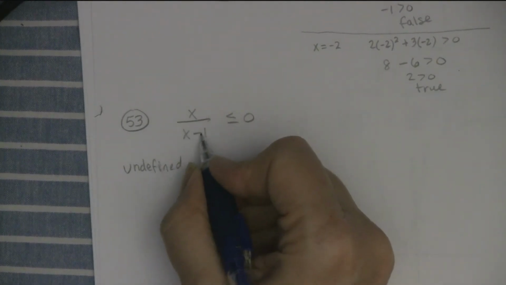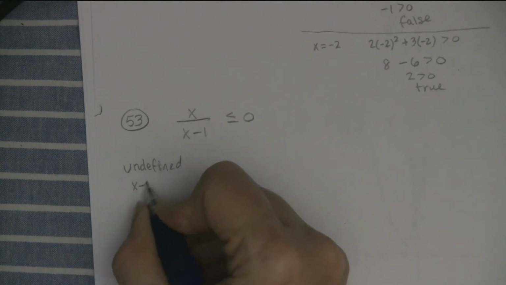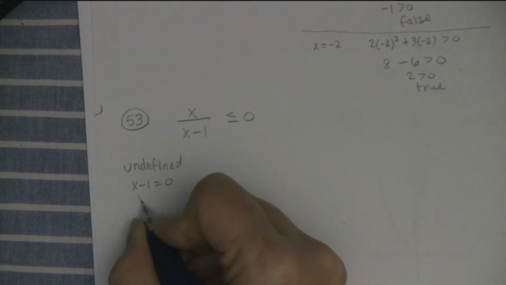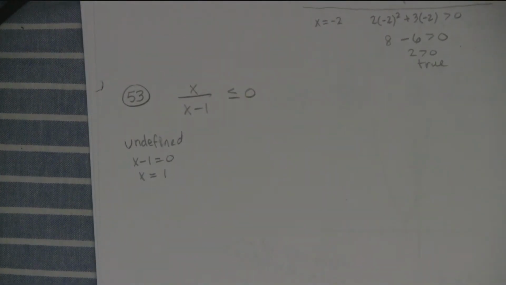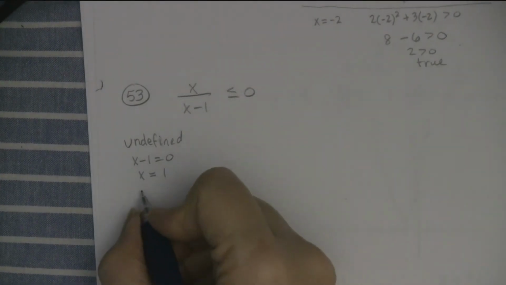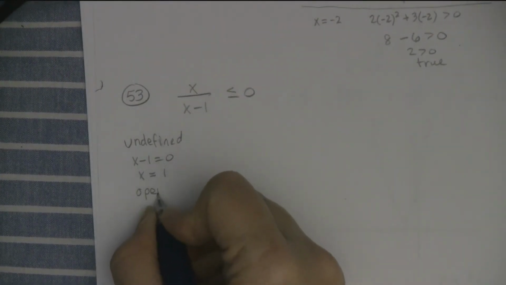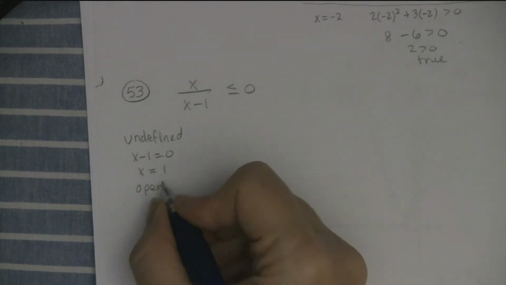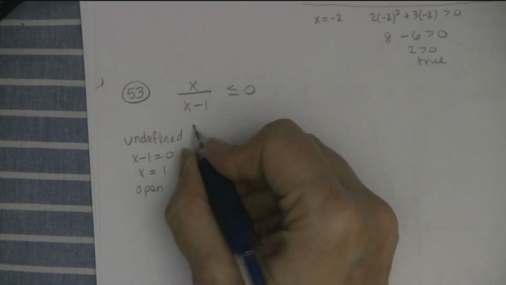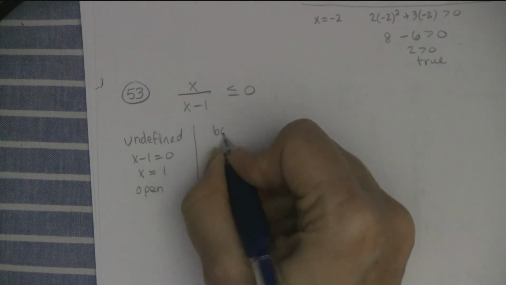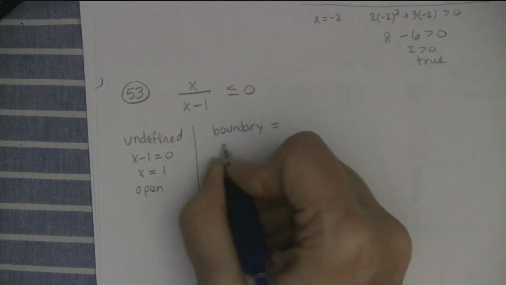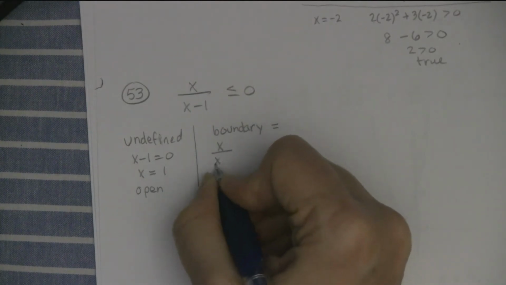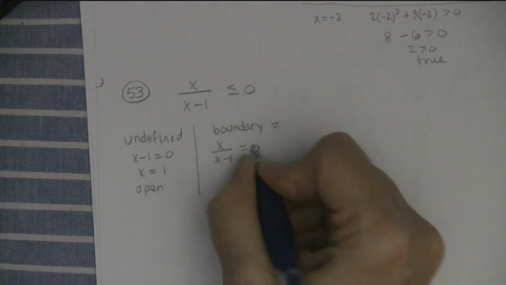Undefined is where the denominator is 0. So that's where x minus 1 equals 0. That's where x equals 1. Now, undefined's not a good spot, and so this should always be open. And so when I put this on my number line, it's going to be open. Then the other thing I want to find is the boundary. And the boundary happens at equals. So you solve x over x minus 1 equals 0.